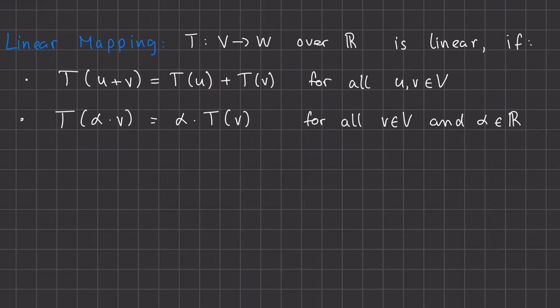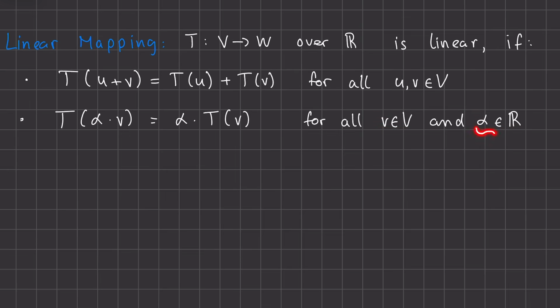And then our second condition: the scalar multiplication in our domain is the same as the scalar multiplication in our codomain. So whether we scale our vector in V or we do this after having applied the function T in W, it is the same. And this is true for all v in our vector space and all a. And these are our scalars.